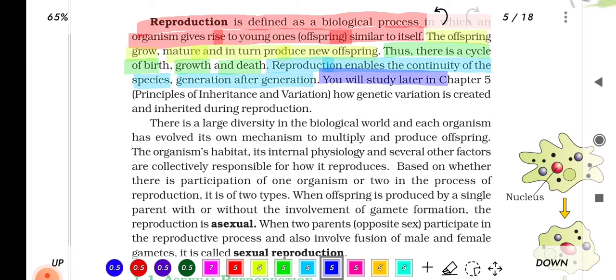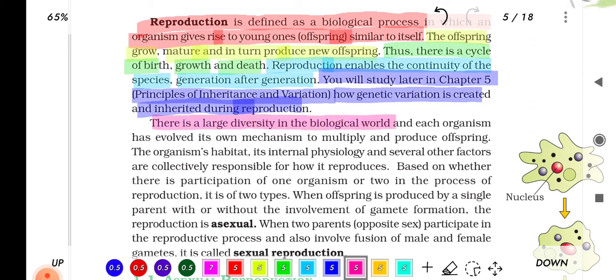You will study later in chapter 5, Principles of Inheritance and Variation, how genetic variation is created and inherited during reproduction. There is a large diversity in the biological world and each organism has evolved its own mechanism to multiply and produce offspring. The organism's habitat, its internal physiology, and several other factors are collectively responsible for how it reproduces.